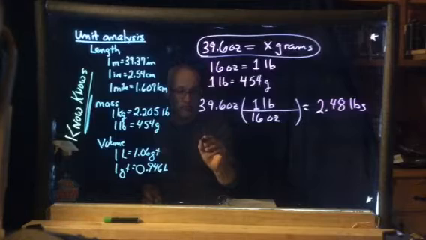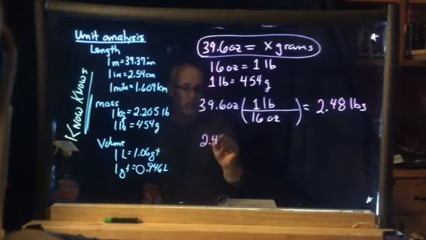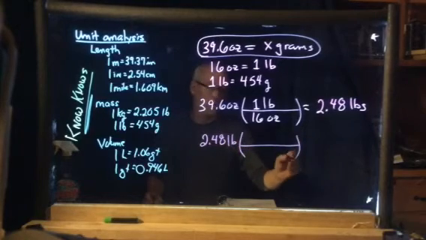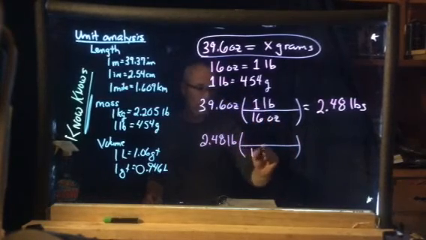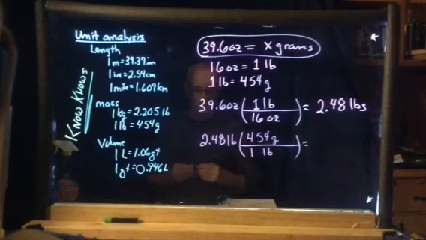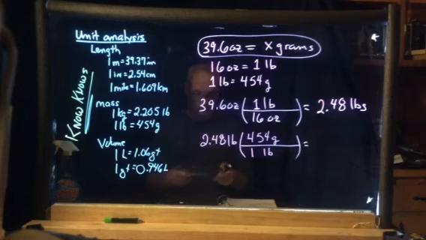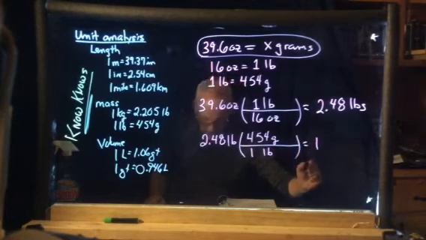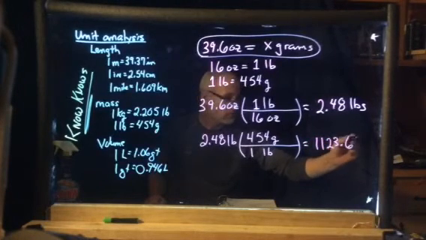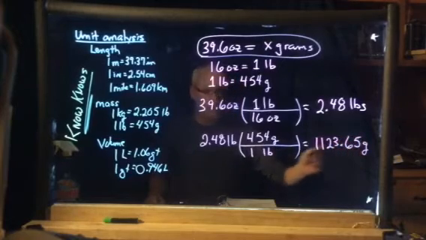But we're not in grams. 2.48 pounds. And we know that 1 pound is 454 grams. So I get 1,123.65 grams as an exact number.